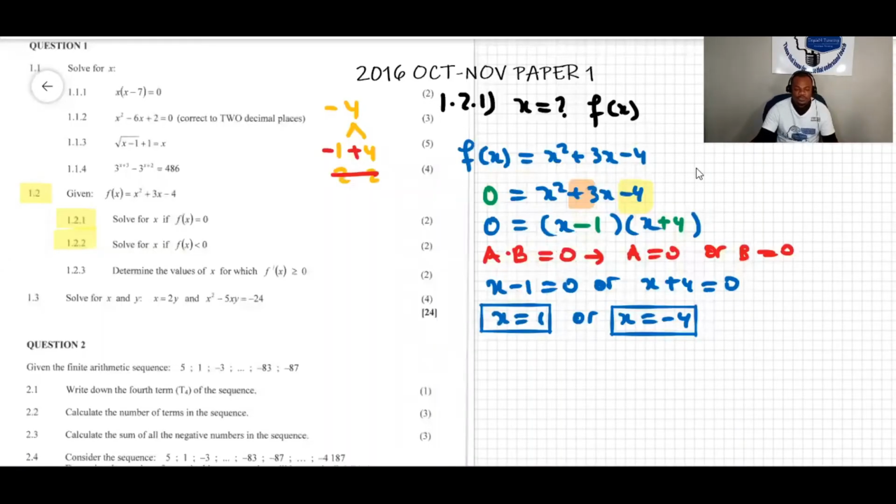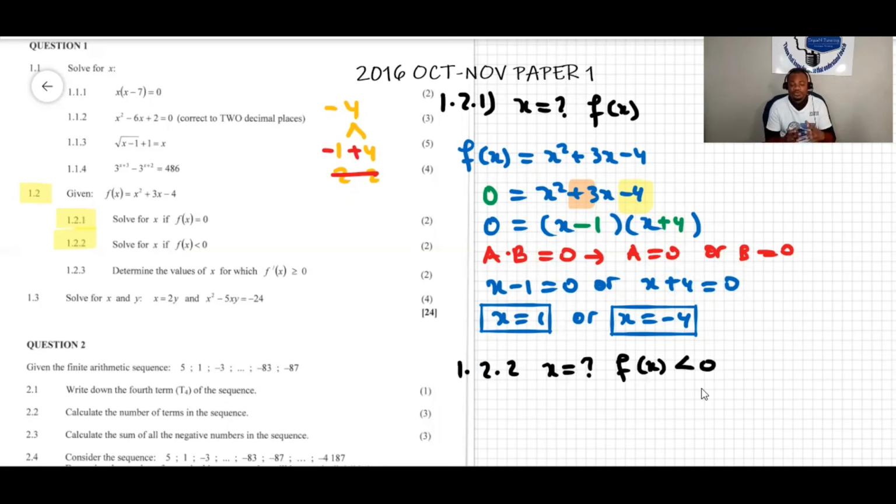Now, to do question 1.2.2, I'm going to write here question 1.2.2. It says we still want to find x, but this time if f of x is less than 0. All right. This time, this is not an equation anymore. This becomes an inequality. The solutions for an inequality are intervals, because there are some intervals over which x will have values for which f of x will be less than 0.